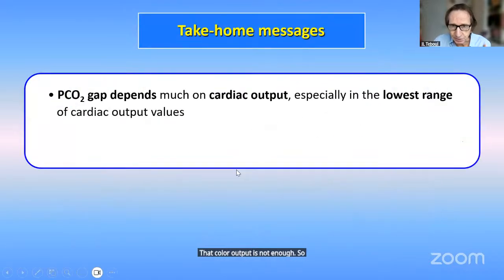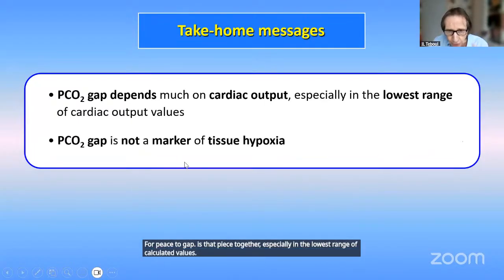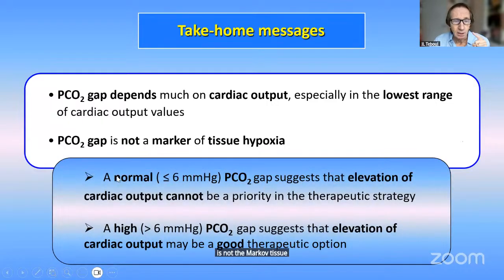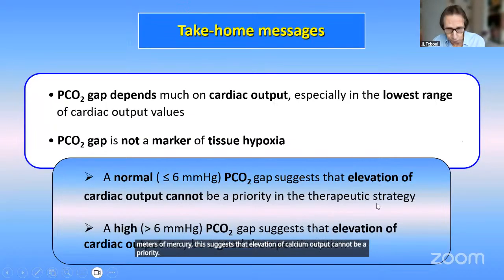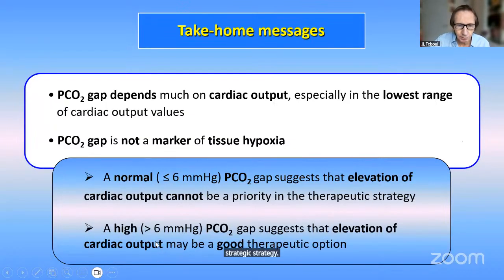So the take-home message we should keep in mind is that PCO2 gap depends much on cardiac output, especially in the lowest range of cardiac output values, and is not a marker of tissue hypoxia. When it is normal, I mean less than 6 mmHg, this suggests that elevation of cardiac output cannot be a priority in the therapeutic strategy. And a high PCO2 gap, more than 6, suggests that elevation of cardiac output may be a good therapeutic option.